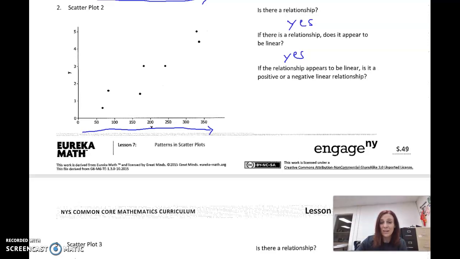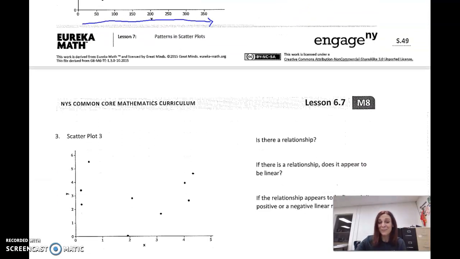And now, if we're going up from left to right, our slope is positive. So we'd say that this is a positive linear relationship. Okay. All right, now let's take a look at this next one.